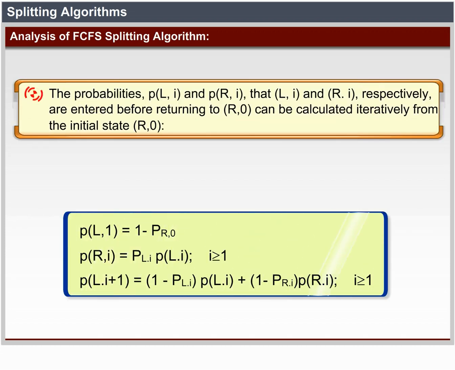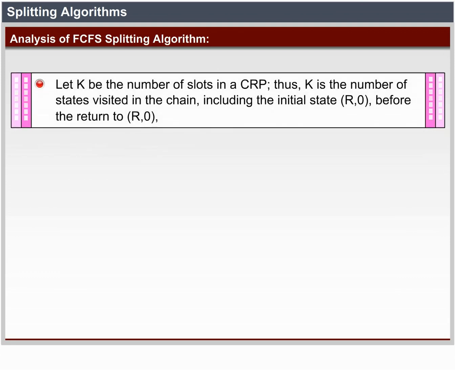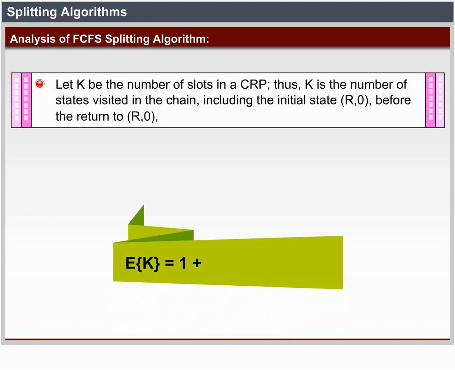Let K be the number of slots in a CRP, thus K is the number of states visited in the chain including the initial state R,0 before the return to R,0. E[K] is equal to 1 plus the sum from i equals 1 to infinity of P(L,i) plus P(R,i).